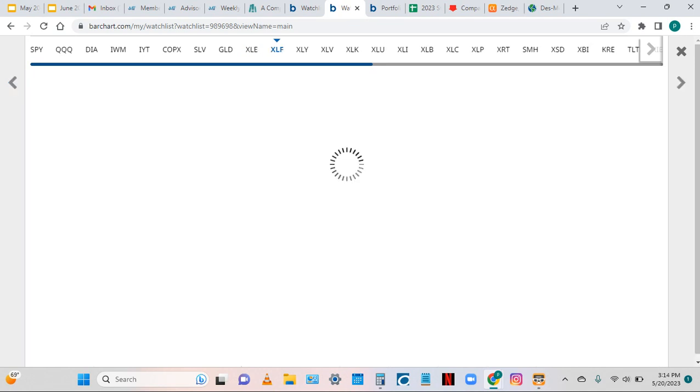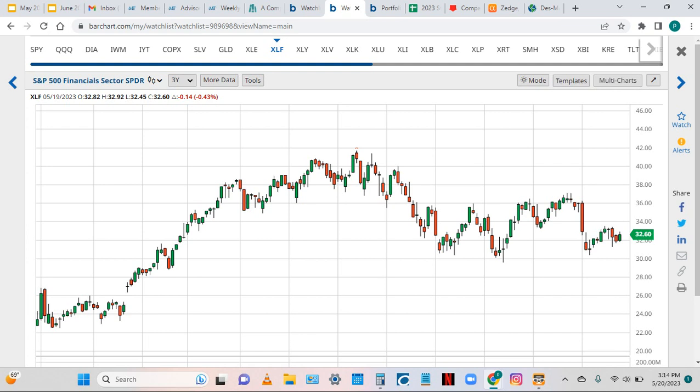Financials also affect a large part of the economy. This sector looks pretty weak, more bearish than anything. We will see how that plays out over the next few weeks. So that looks lower to neutral.